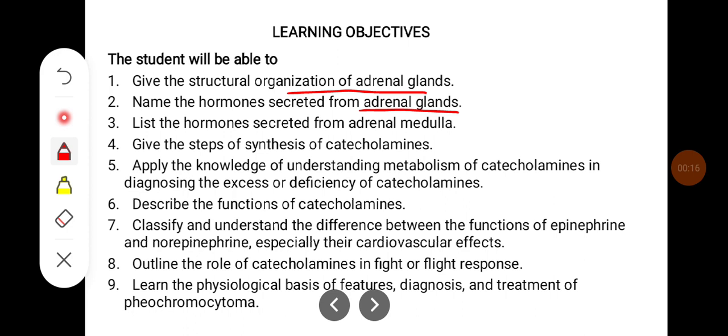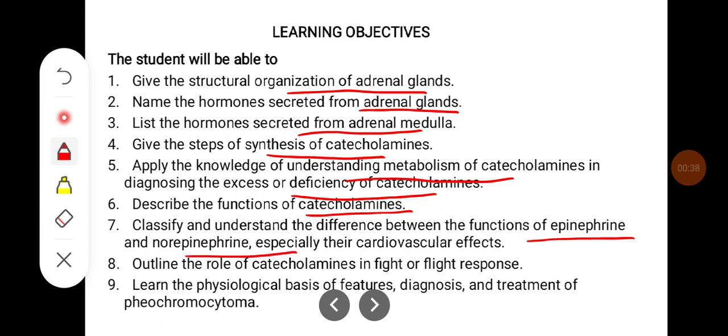list the hormones secreted from adrenal medulla, give the steps of synthesis of catecholamines, apply the knowledge of understanding metabolism of catecholamines in diagnosing the excess or deficiency of catecholamines, describe the functions of catecholamines, classify and understand the difference between functions of epinephrine, norepinephrine, especially their cardiovascular effects, outline the role of catecholamines in fight or flight response, learn the physiological basis of features, diagnosis, and treatment of pheochromocytoma.